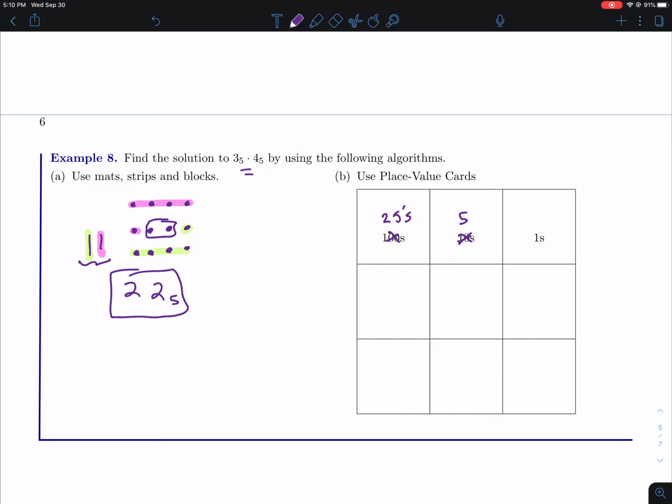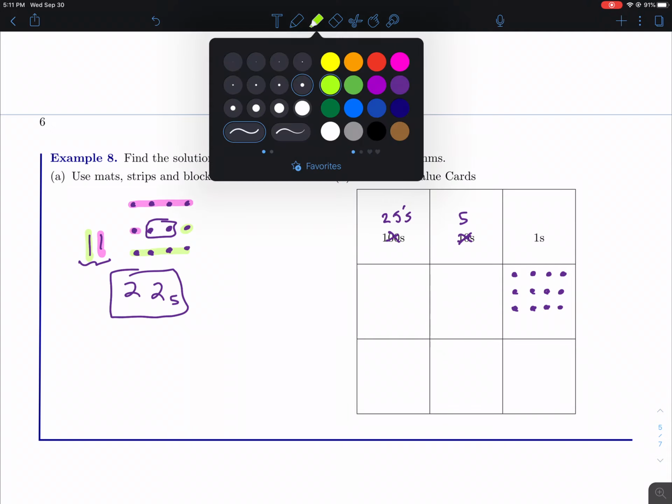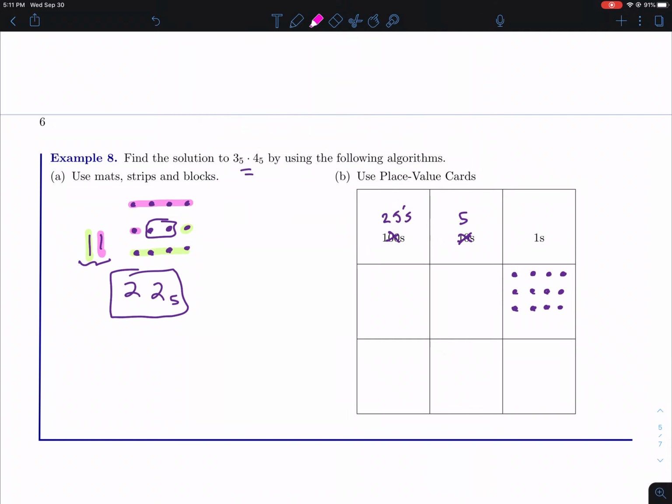Since we're doing place value cards, this is all about dots. So again, just like before, I'd have 4 dots, 4 dots, 4 dots. And then again, same idea. I want to group these guys up. So if I grab pink, say, I can grab 4 of those dots, and that's going to give me a 1 in the 5's position. And then let me use, say, green, and again, grab 5 more.